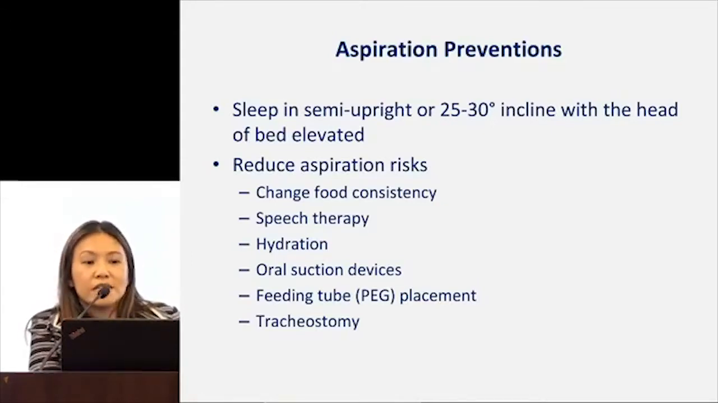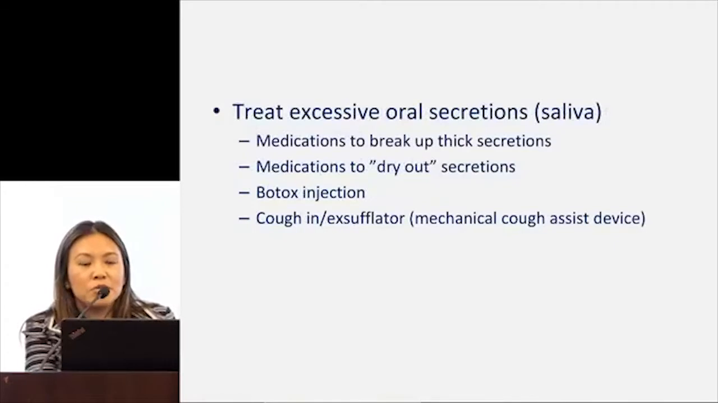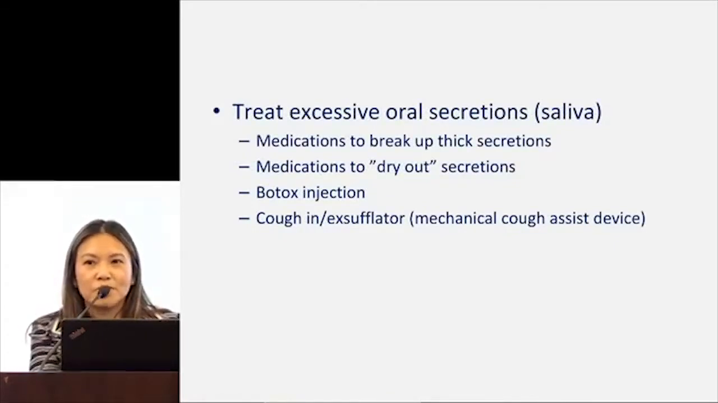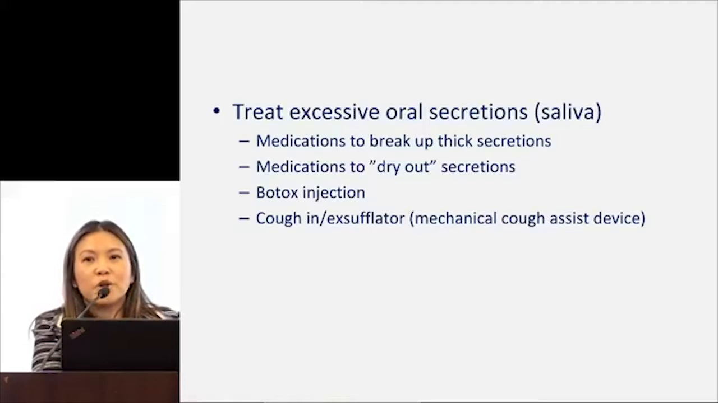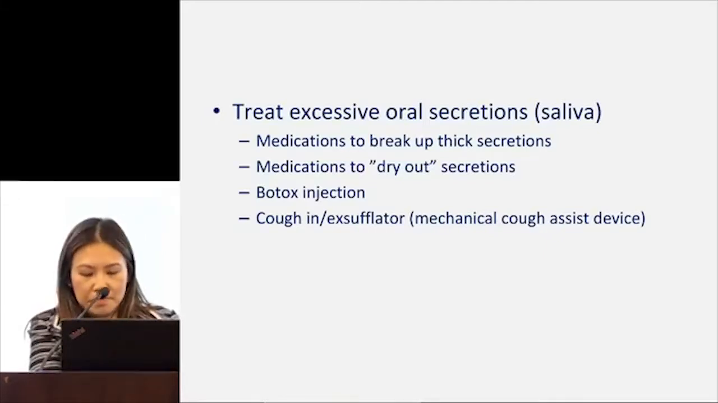So, excessive oral secretion, saliva. It's not that you make more saliva because of MSA, but your muscles of the upper airway are weak, and so you cannot clear the saliva, so it accumulates. So what we do is we have medications to try to break up the thick secretions. We have medication to dry out the secretions. There are Botox injections. And then there's the mechanical exsufflator. These are cough assist devices that we use routinely to really help patients bring up the secretions because they can't do it themselves.